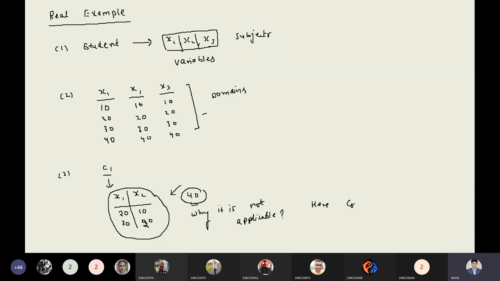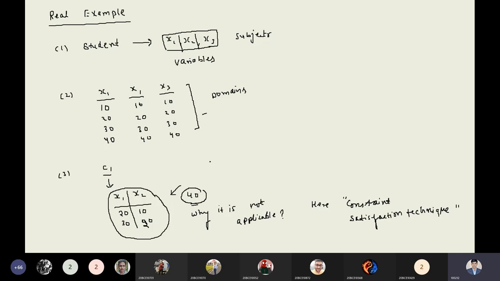So here, constraint satisfaction. Okay, let me write correctly. Constraint satisfaction technique is required. From the domain you can take it, but as per our defined constraint, we can't take the 40. So that is the reason.